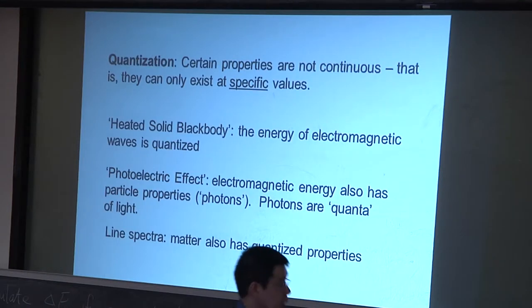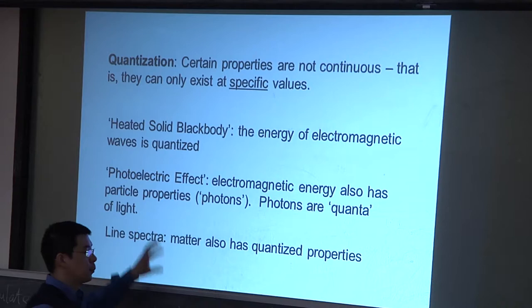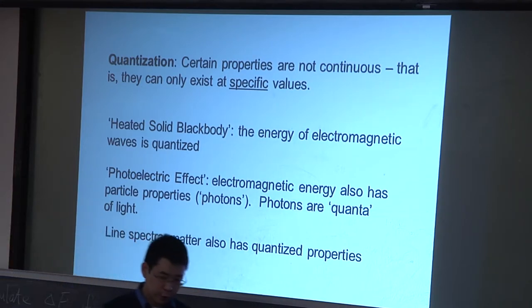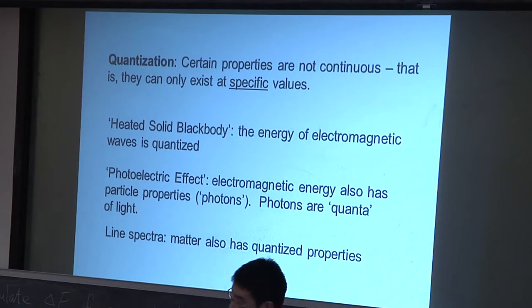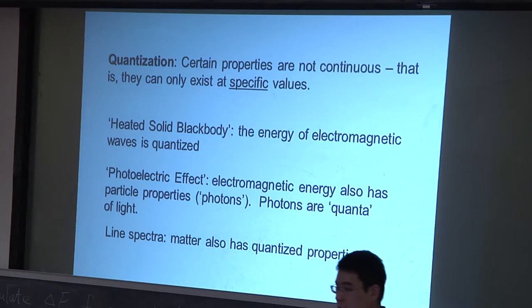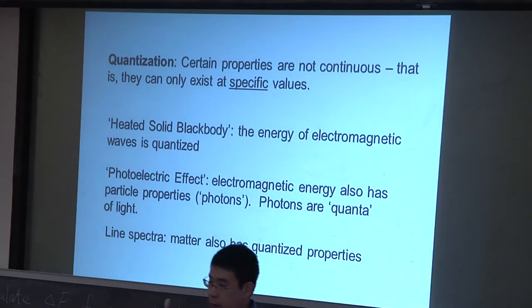Okay. So line spectra: the Bohr atom explains, at least to a certain extent, how line spectra work. It works for hydrogen atoms. That formula, although some of the principles still exist, doesn't work for atoms that are more complex than hydrogen atoms.